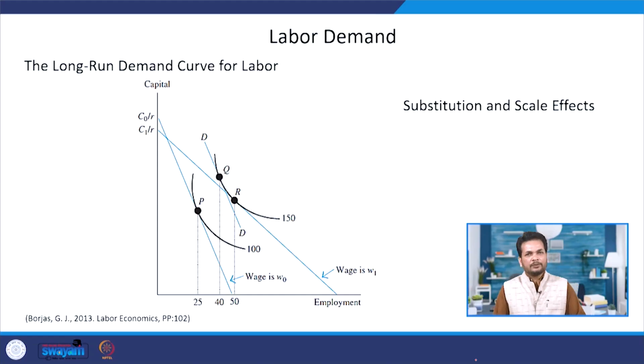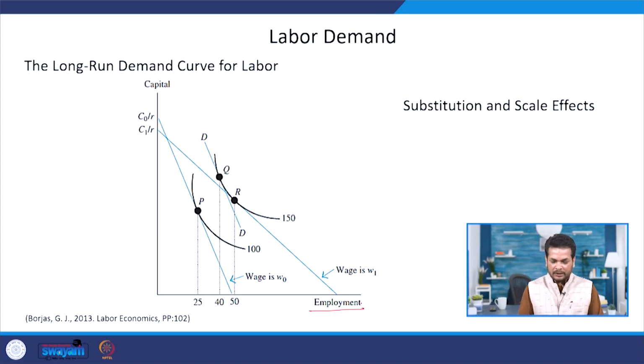So, now let us try to understand these two effects through this graph. On the x axis we have taken employment, on the y axis we have taken capital, and we are trying to find out what is the optimal combination of factor inputs the farm should employ in order to maximize profit. So, in the initial condition, the farm was fixed at producing 100 units. To produce 100 units of output, the farm was employing 25 units of labor.